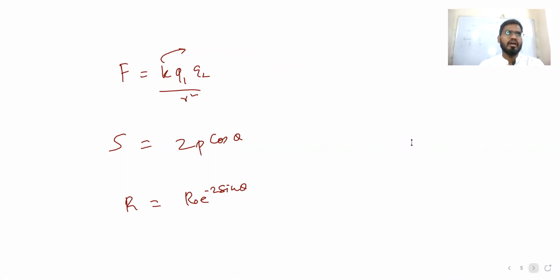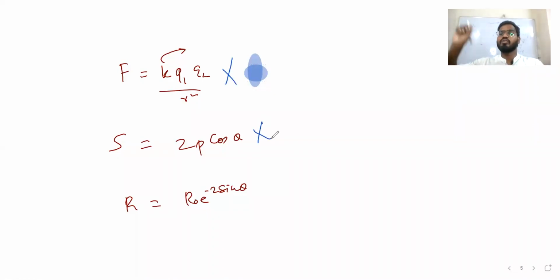Here is what? F is equal to k q1 q2 by r square. Now you can't find the value of here k, because k is having already one dimension, right? That is the problem. S is equal to 2p cos theta. You can find 2. You can find p. You cannot find 2. You cannot find cos theta. It means limitation. These are limitations, guys. You cannot find.